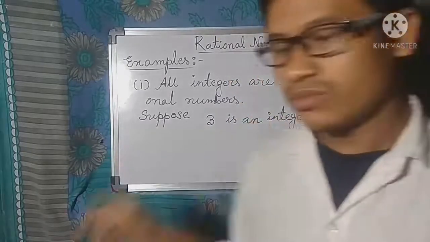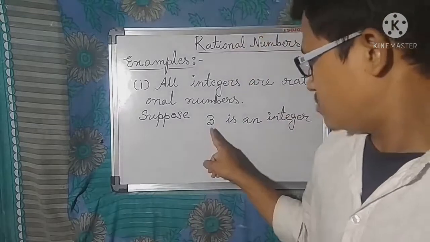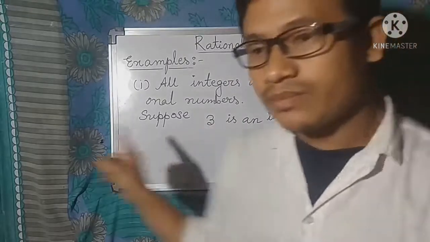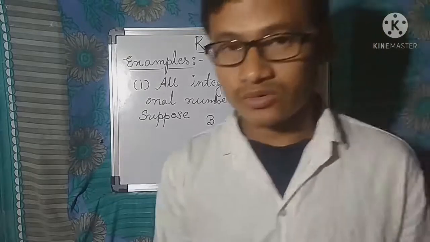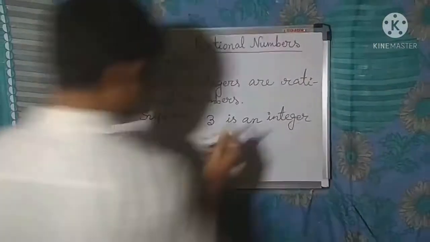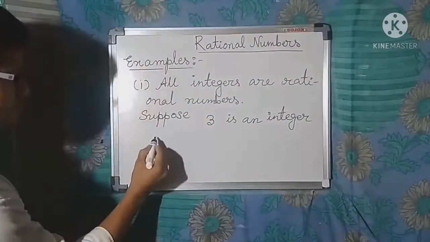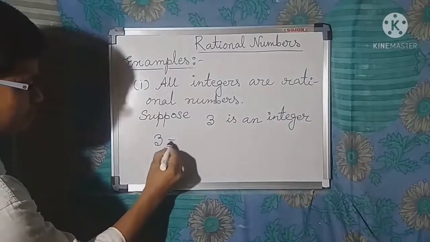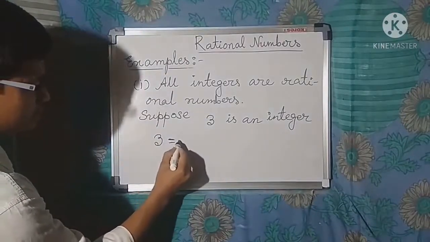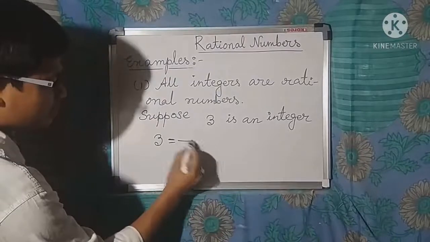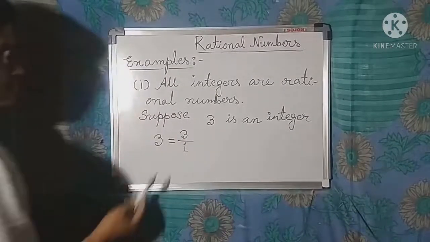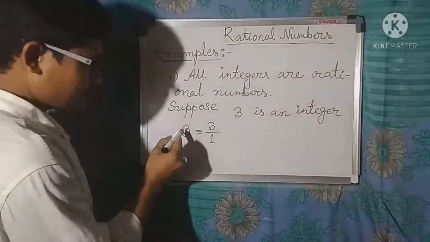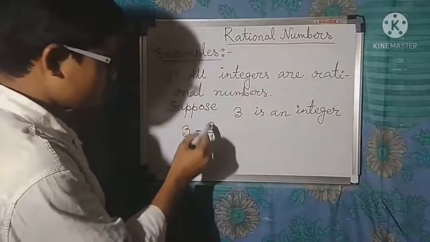Now can we write this number 3 in the form of p by q? Yes, of course. I will show you. 3 can be written like 3 by 1. So 3 can be written in the form of 3 by 1.